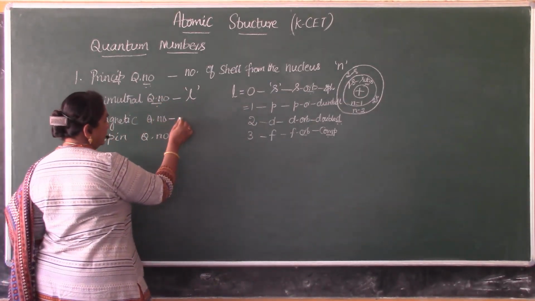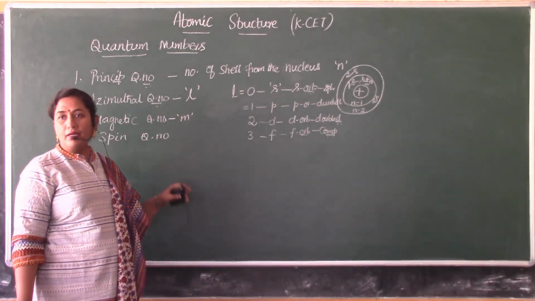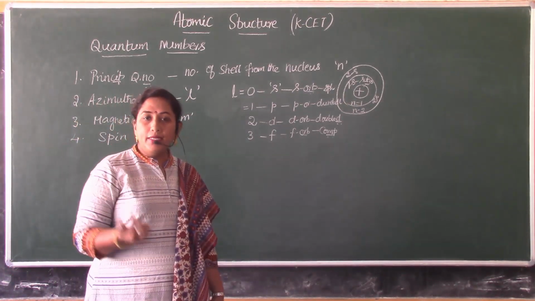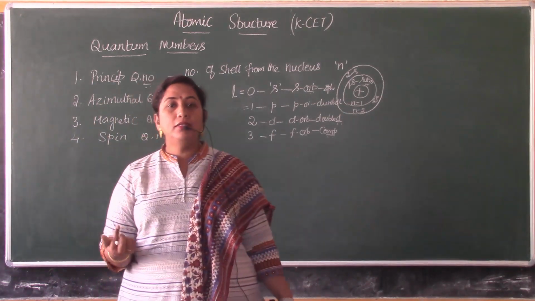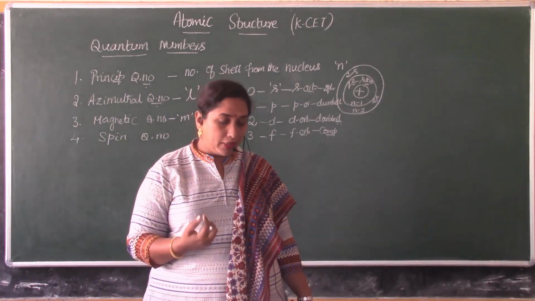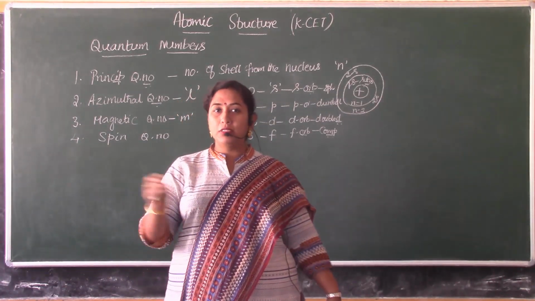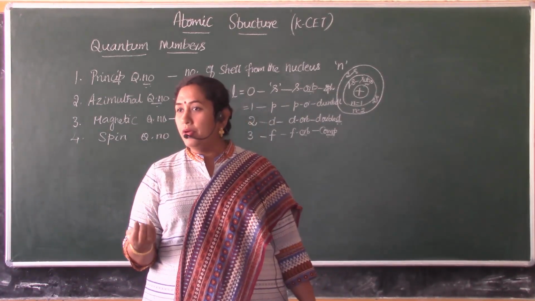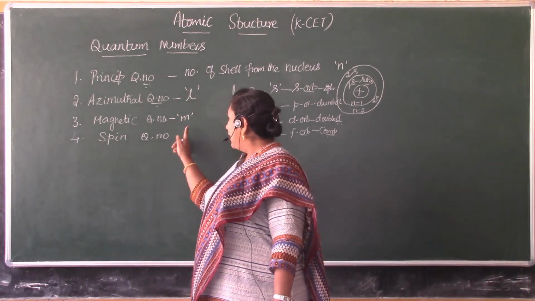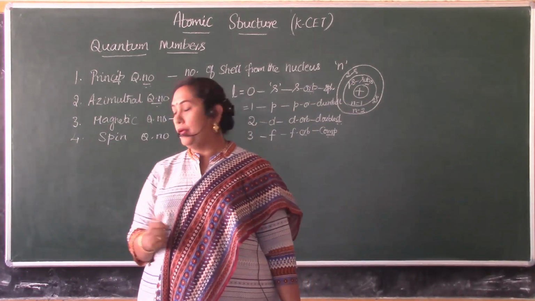Then the third one is the magnetic quantum number, denoted by the small alphabet m. It gives us information about the orientation of the orbitals in the magnetic field. That is how we write it, for example, the three orbitals of p are written as px, py and pz, because these are the orientations that they show when subjected to a magnetic field. And the value of m is dependent on the value of L.